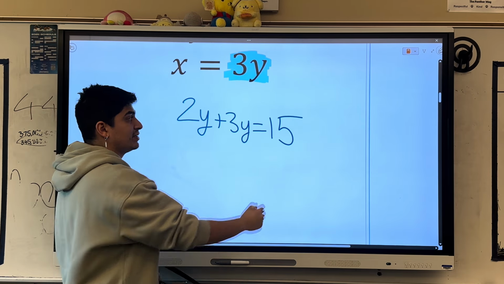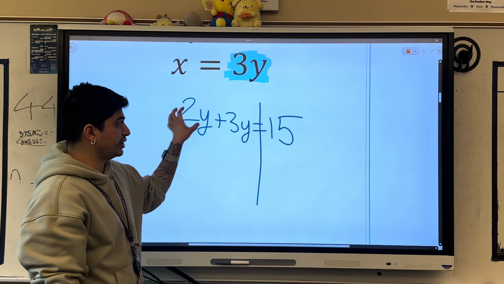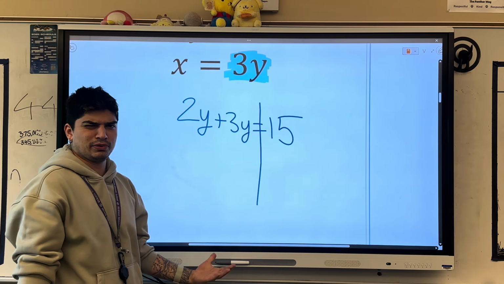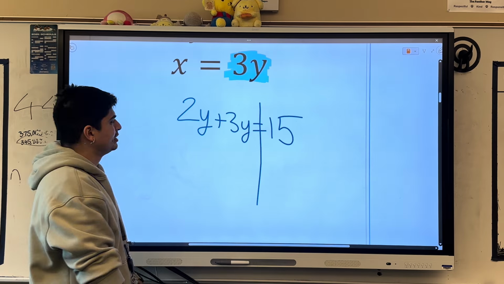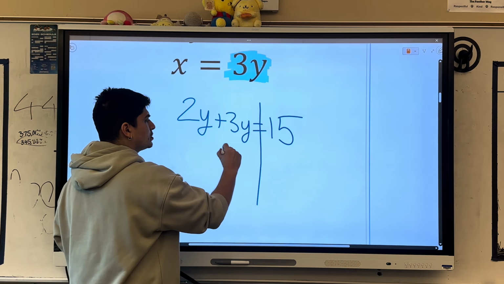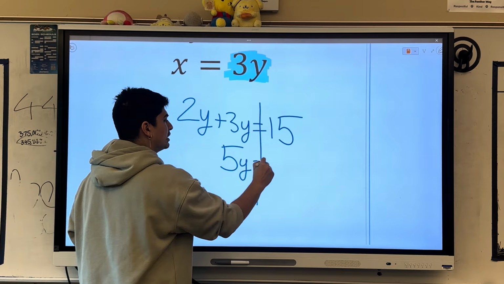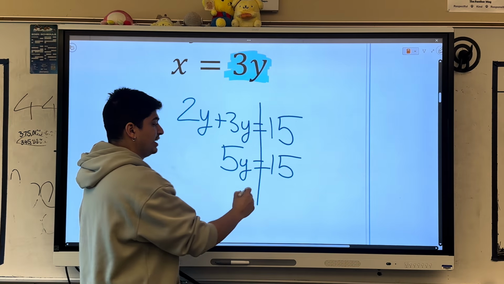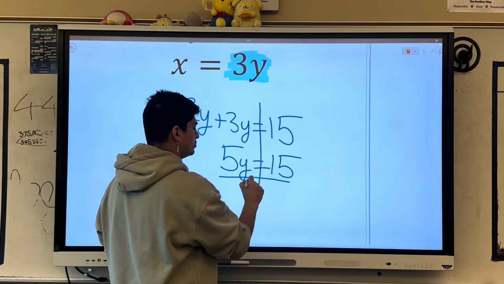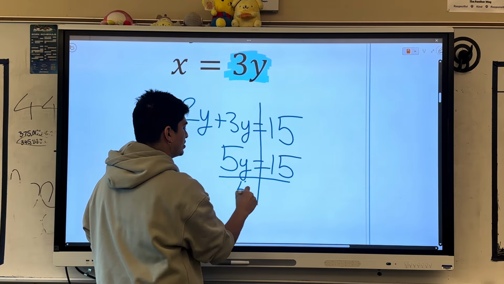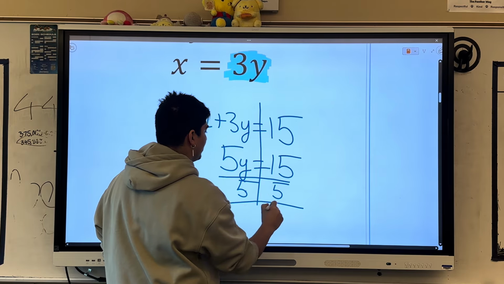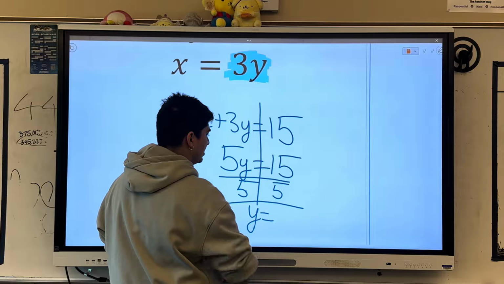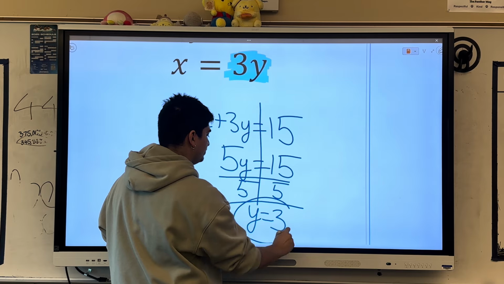Well, I don't actually have to do any removal right now. These are all on the same side and they have the same variable. So I can just combine them. 2 yo-yos plus 3 yo-yos, 5 yo-yos, 15. From here, I'm just going to divide by 5. y is equal to 3.